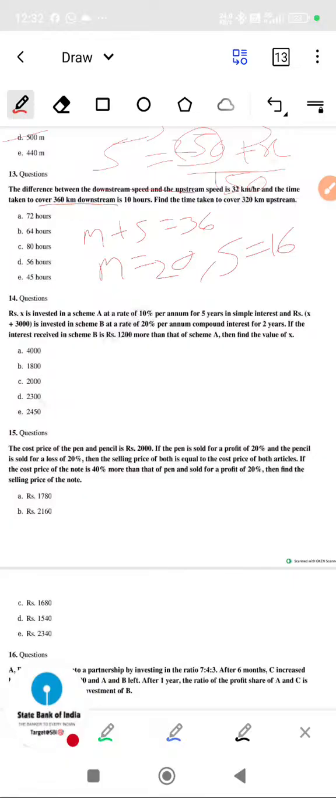Now the question asked is to find the time taken to cover 320 kilometers upstream. So upstream means 320 divided by the difference between these two, which will be 4. So the answer will be 80 hours. So option C is the answer for this question. Next, 14th question.